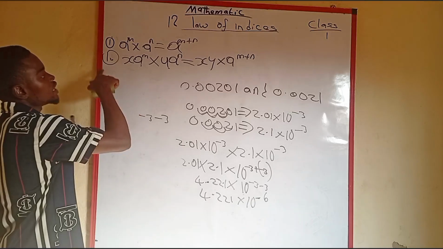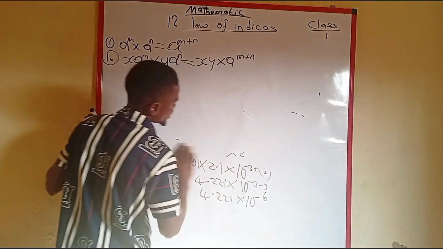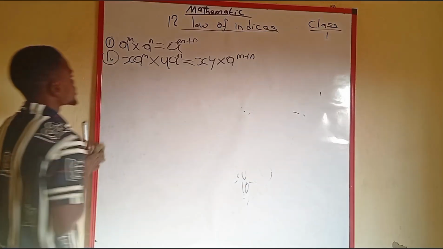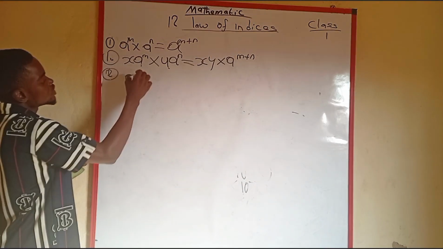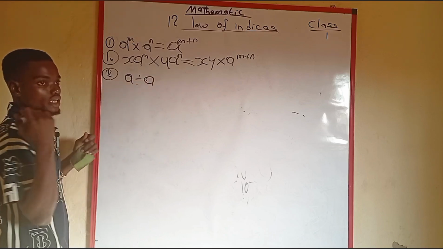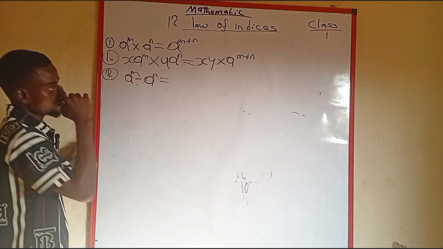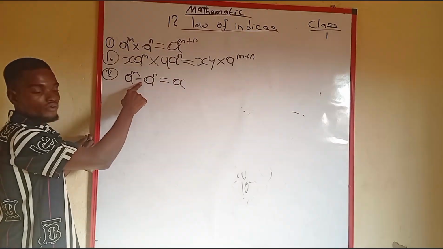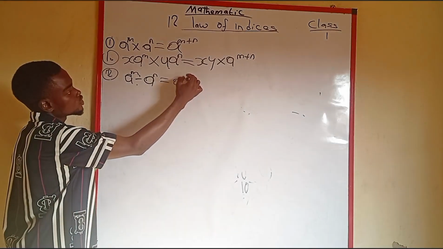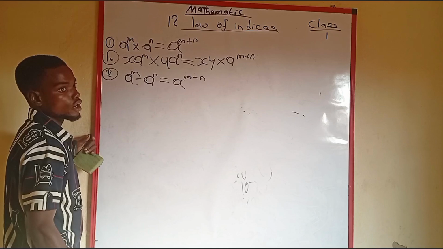All right, so this is an example on this. Hope you understand that. Now we are going to move over to the second law. The second law says that if I have a to the power m divided by a to the power n, which is the same base, we are still going to call it one base, just like we did here. But now, because they are dividing, the powers are going to be subtracted from each other.